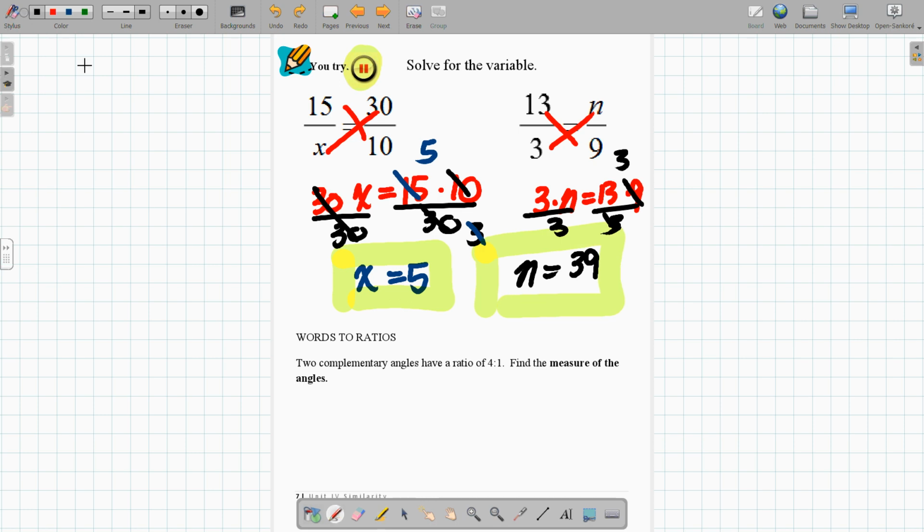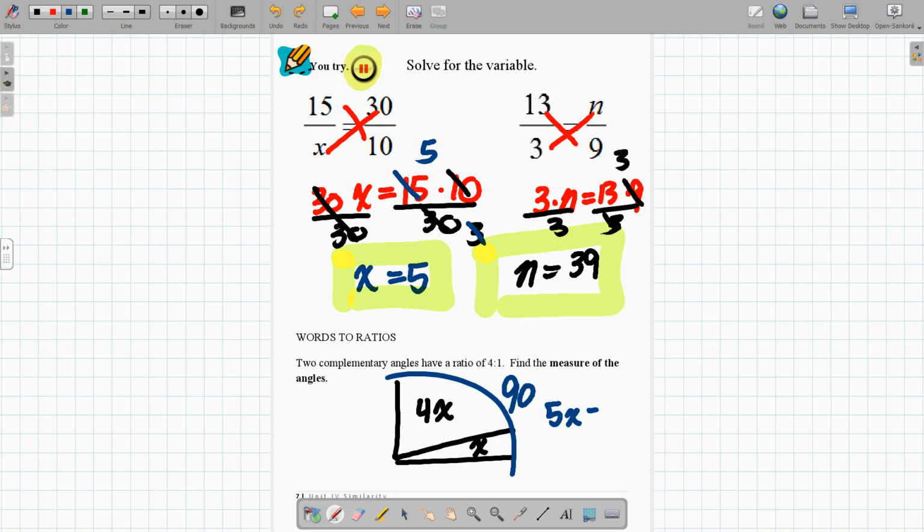This one was complementary angles, have a ratio of 4 to 1, which means that's a 4x relationship that adds up to 90. So it's 5x equals 90. In this case, x equals 18. So this is going to be 18, and 4 times 18 is 72.